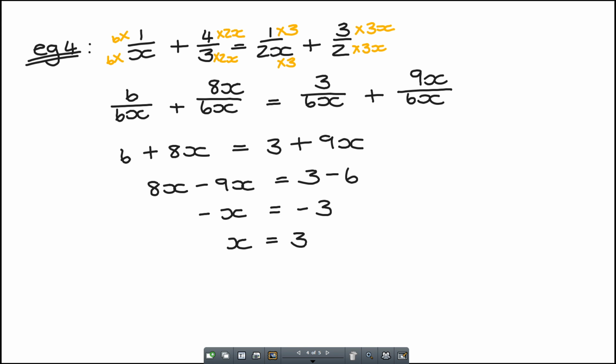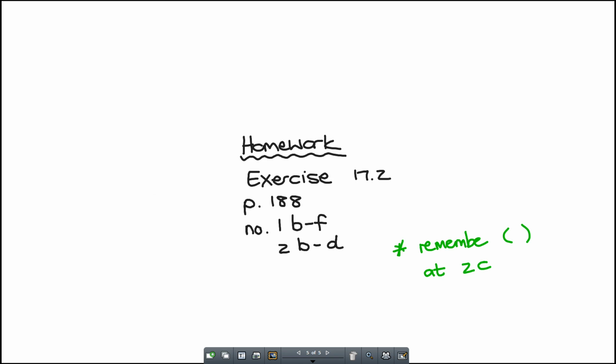Any questions there? Okay, right. And then here's your homework, people. At 1, you only do B up until F, and at 2, B, C, D. Now just remember your brackets at 2C, for that one at the top that's got 2 terms. Okay, that is it.